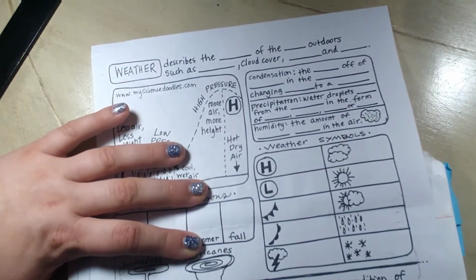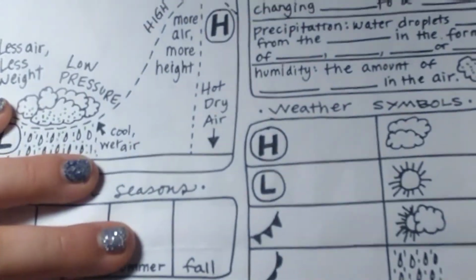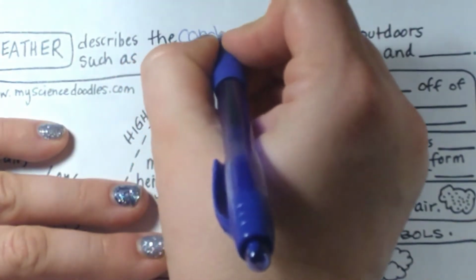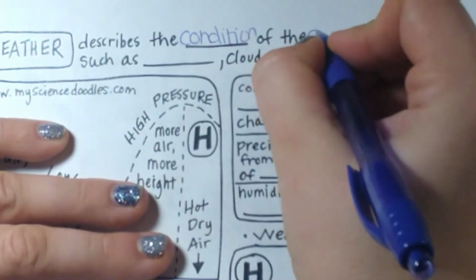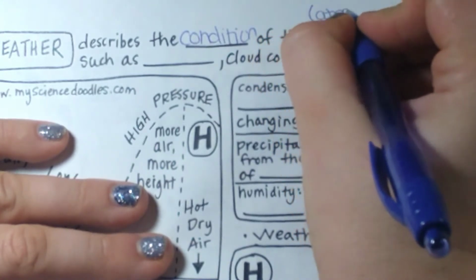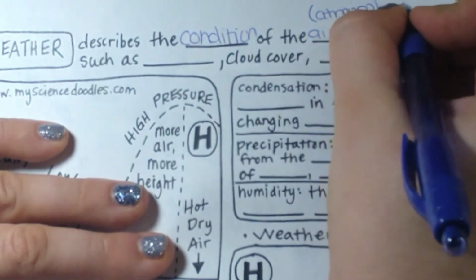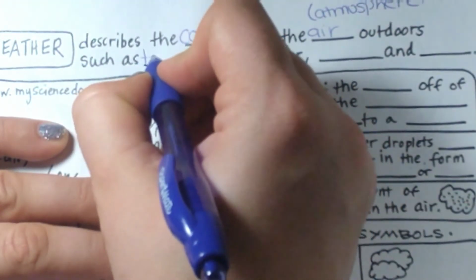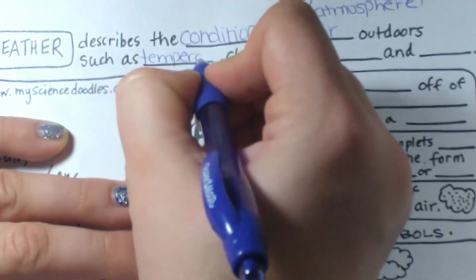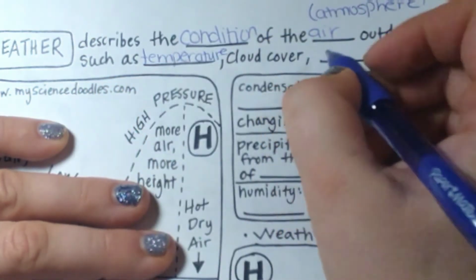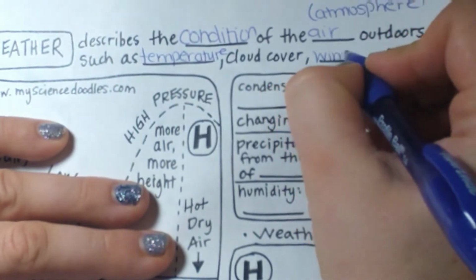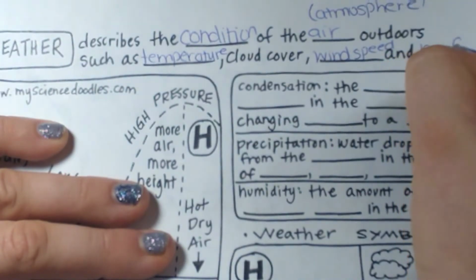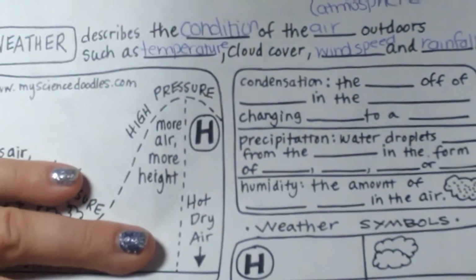Weather. I'm going to zoom in here. Weather describes the condition of the air or atmosphere outdoors, such as temperature, cloud cover, wind speed, and rainfall. What is the current state of the atmosphere is what weather is.